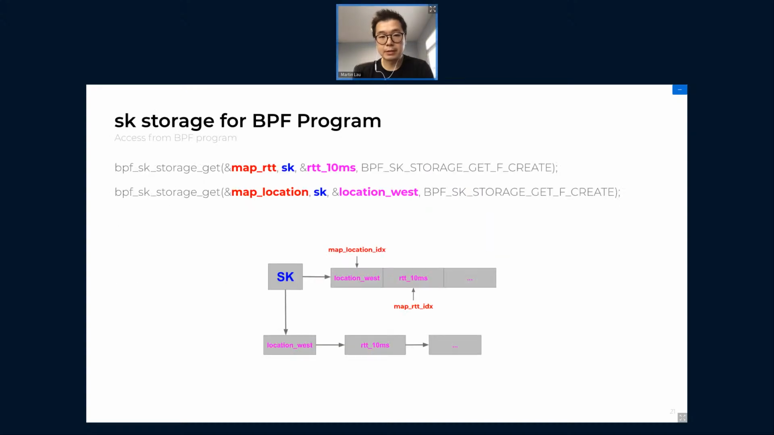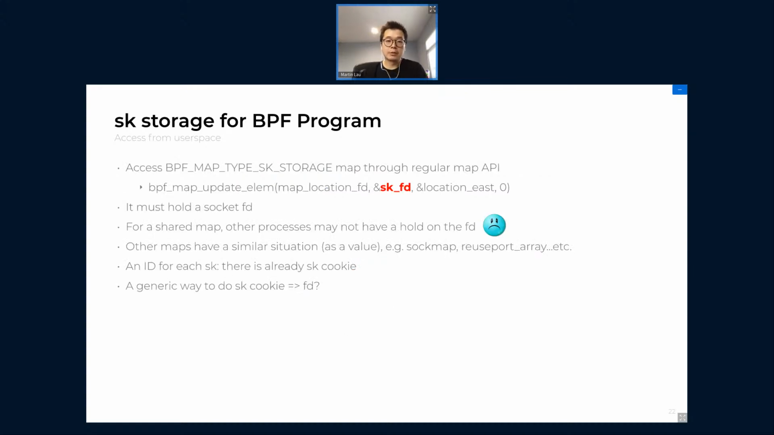Okay, so we talked about how to use the socket local storage from the BPF program side. So how could it be used from the user space program side? Because we have the map, we will use the map API as usual. For example, we want to update the location. We'll pass in the location map FD. But now we don't pass in the socket pointer. We pass in the socket file descriptor, because in the user space there's no socket pointer.